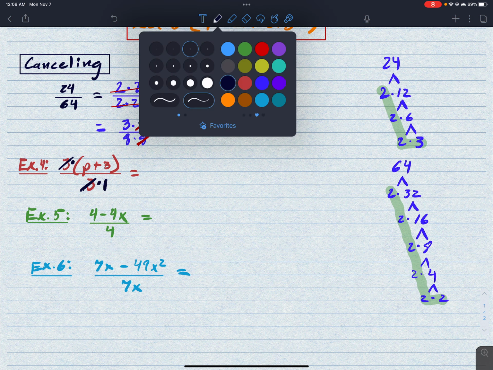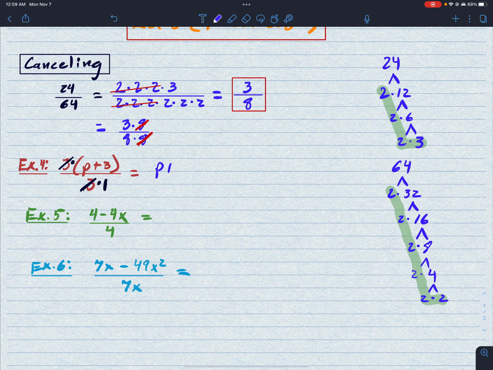So what am I left with? I am left with simply p plus 3, or p plus 3 over 1, but I don't really need to write it over 1. P plus 3, final answer.